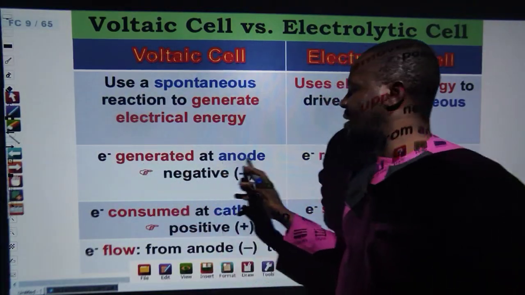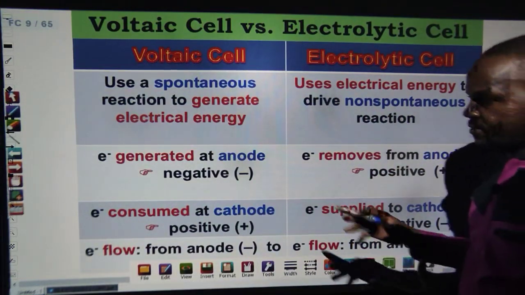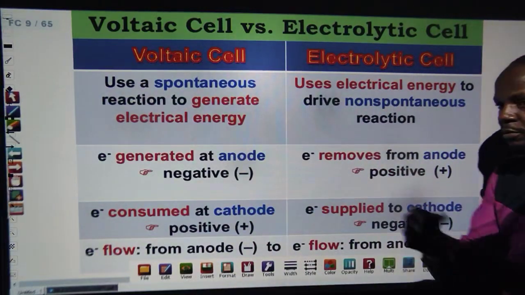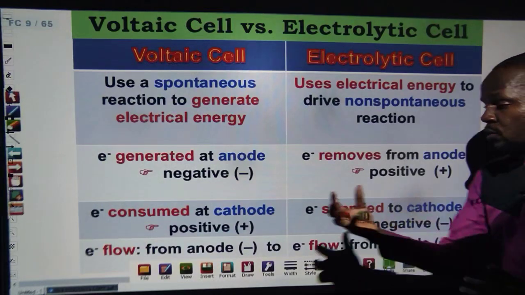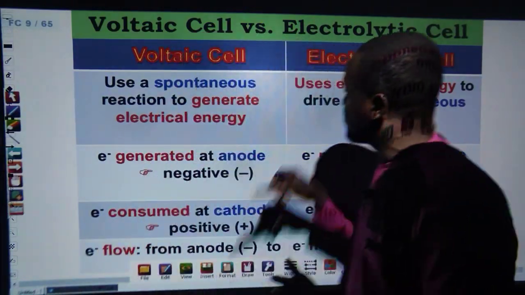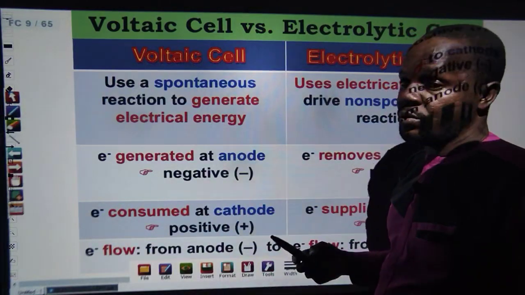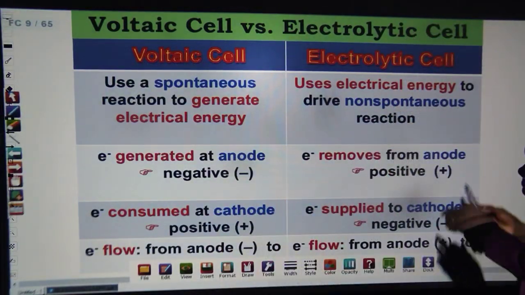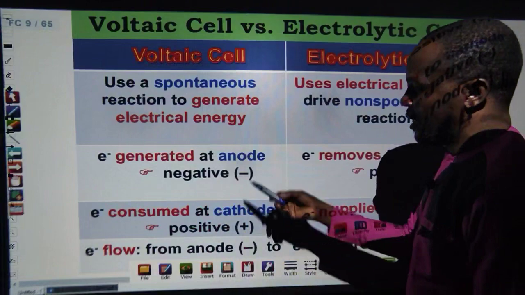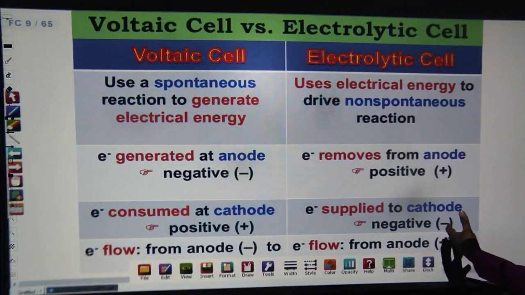Now, electron generated at the anode is negative. In this case, electron removed from the anode is positive. This is very simple to understand. Anode, we've talked about here, is where we remove electron. That was what I was trying to tell you the other time. When you remove electron from a particular element, it has oxidized. And that is popular in your electrolytic cell. Here, when you generate electron at the anode, we say it is negative. Electron removed from the anode is positive. Then this one, popular, electron consumed at the cathode, just the opposite of what you have. Electron consumed at the cathode is positive. Electron supplied to the cathode is negative.